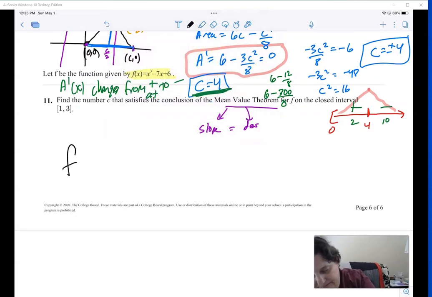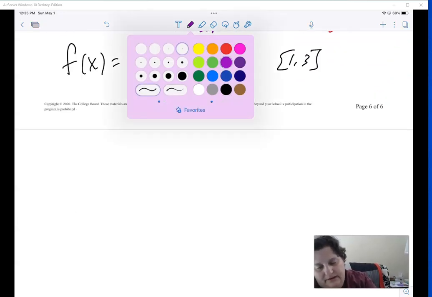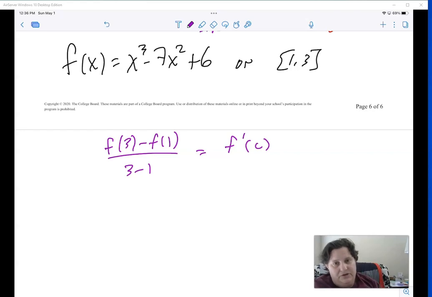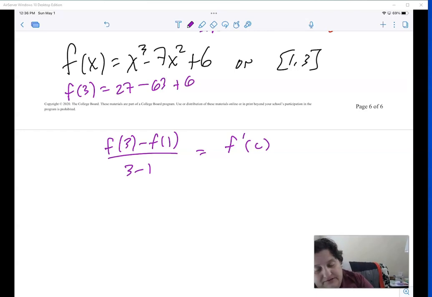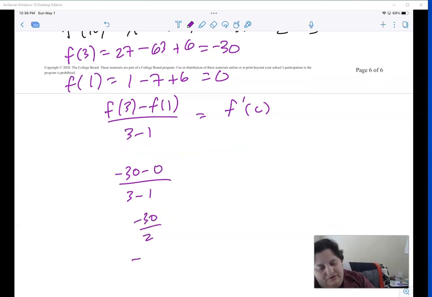All right, let me write that a little bit bigger. On the interval 1 to 3. Okay, so we go like this. F of b minus f of a over b minus a, and it equals f prime of some c where there's a derivative there. All right? So I'm going to start with finding f of 3, that's 27 minus 7 times 9. I really hate doing this stuff in my head. All right, 27 minus 63, negative 36, plus 6, negative 30. F of 1 is 1 minus 7 plus 6, which is 0. So I get negative 30 minus 0 over 2, which is negative 15. Now that is what f prime of c equals.